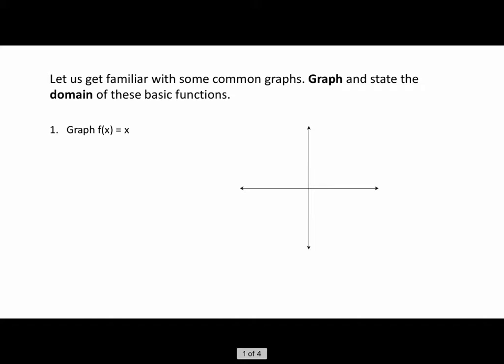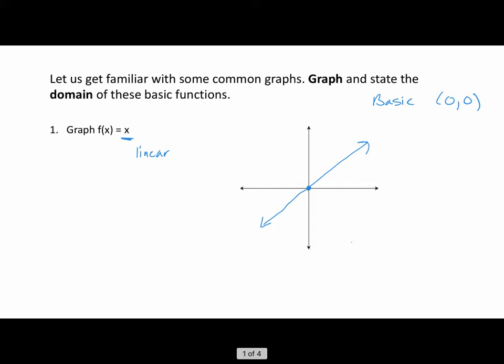So let us become familiar with the common graphs here. We want to both graph and state the domain of these basic functions. So the graph of f of x equals x, just x, that's a linear equation. And so that's going to be a line. And all of our basic graphs go through the origin (0, 0). So all of our basic graphs will go through that origin. Basic meaning not shifted or reflected or anything, just basic with the variable. And a line has a slope of 1, and it goes that way forever.